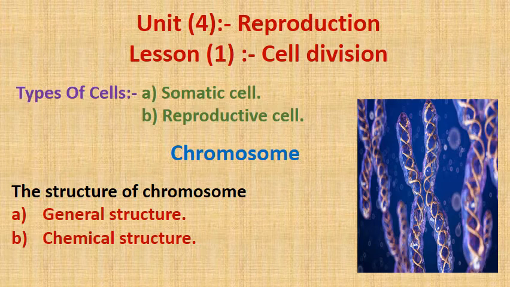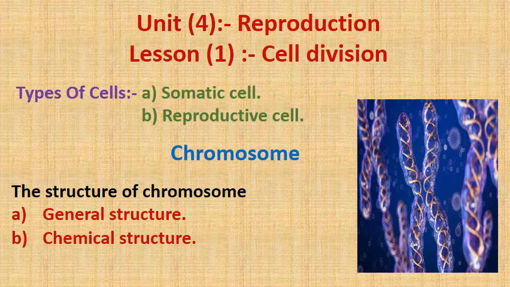Number 1, the structure of chromosome. As in this picture, you can see the structure of chromosome. Sure, this is a magnified chromosome. We cannot see chromosome by our naked eyes; we must see it under microscope. So this is a magnified chromosome. For the structure of chromosome, we have two types of structure here, general structure and chemical structure. Number 1, general structure, the structure that I can see.